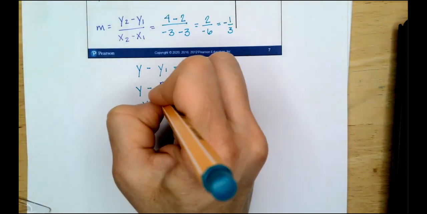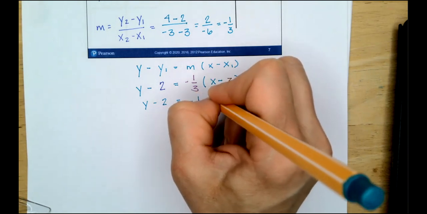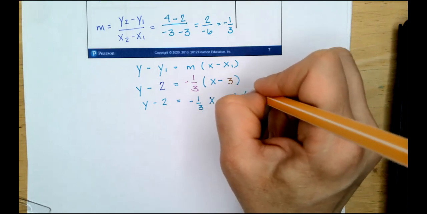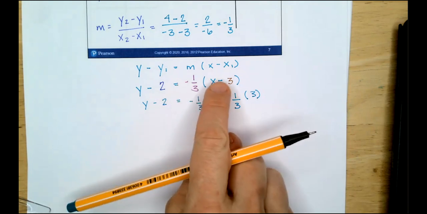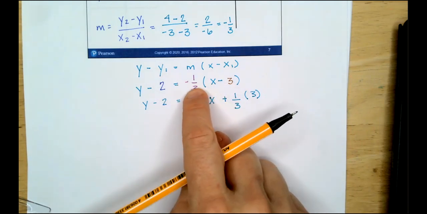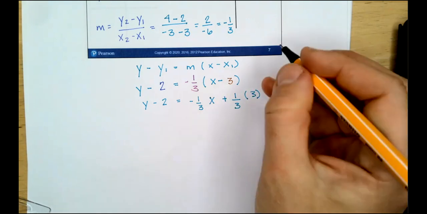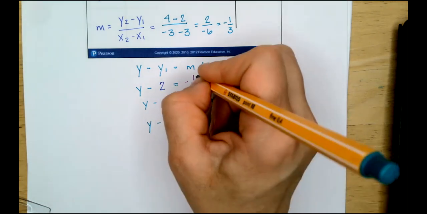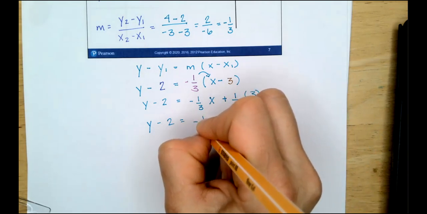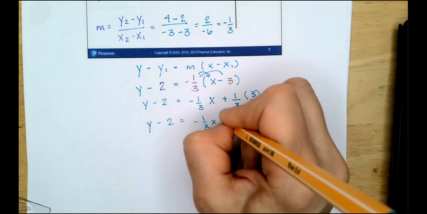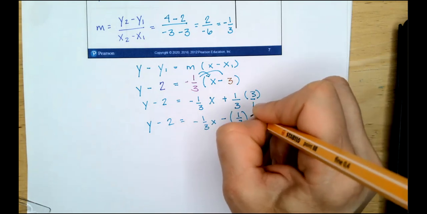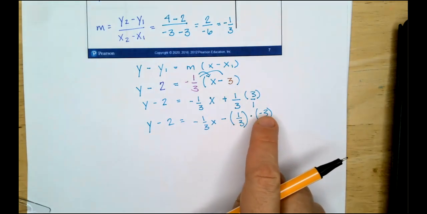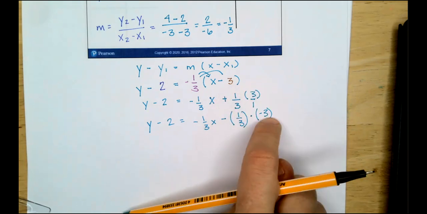Y minus 2 is equal to negative 1/3 x plus 1/3 times 3, all right? So that's a negative times a negative becomes a positive. The 1/3 times the 3 becomes a 1/3 times 3. You can also call it 3/1 if you want, okay? Or y minus 2 is equal to negative 1/3 x minus 1/3 times negative 3. Right? So that's what I kind of shortened into. Negative times negative becomes a positive. 1/3 times 3. So I hope that that's okay.